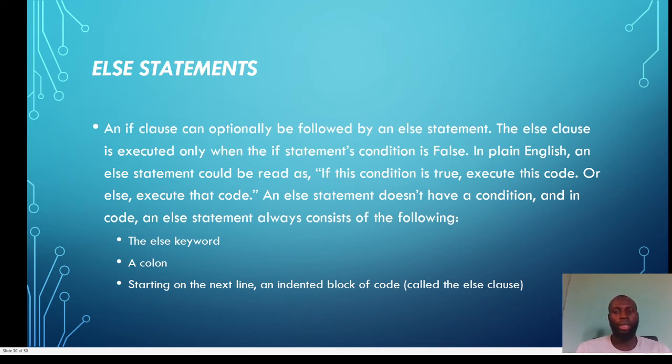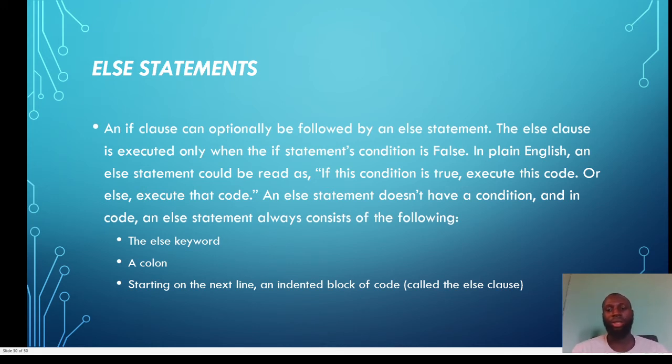So in plain English, an else statement could be read as: if this condition is true, execute this code, or else execute this one. Like the code we wrote earlier, the moment we input a wrong condition, it doesn't print anything for us. We are making use of else statements to actually print something, and what it prints will let us understand that what we entered is wrong from the condition that has been stated before.